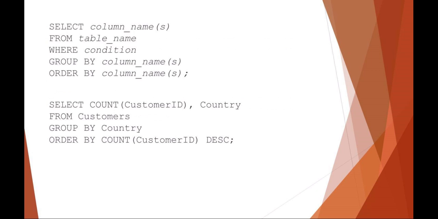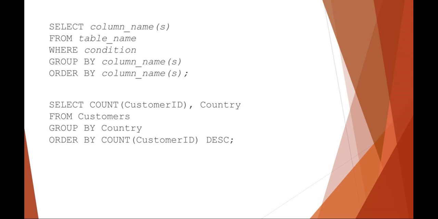So here's just an example. So we could say select certain columns from a particular table out of a database where a certain condition happens, and we're going to group it by something and order it by something else. So you could imagine this hypothetical scenario. We're going to select the customer IDs in the country. So that's going to be our result set. That's going to be the output.